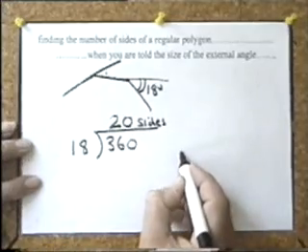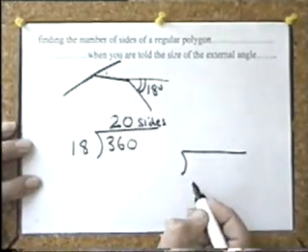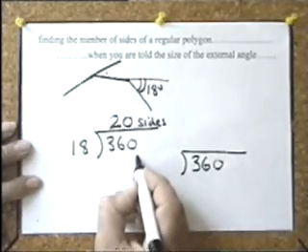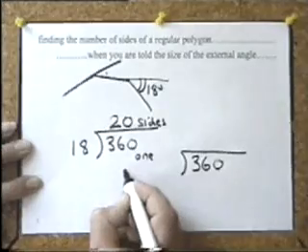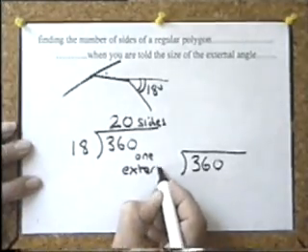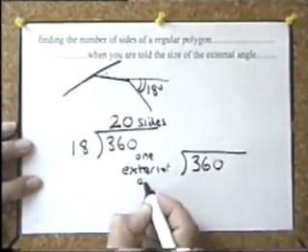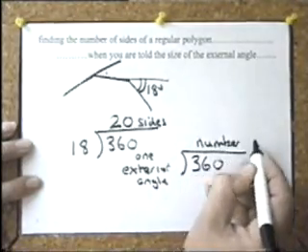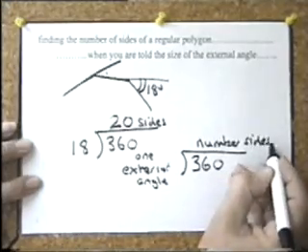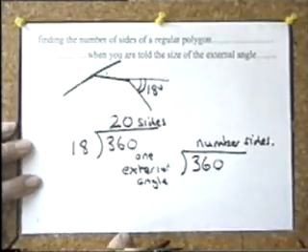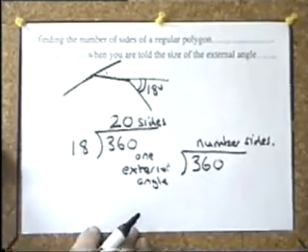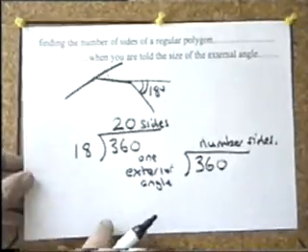So in other words, I've reversed that simple piece of information and I've divided 360 degrees by one exterior angle of my regular polygon, and in doing so I've found out the number of sides of that regular polygon. Useful piece of information, finding the number of sides of a regular polygon when you're told one of the exterior angles.